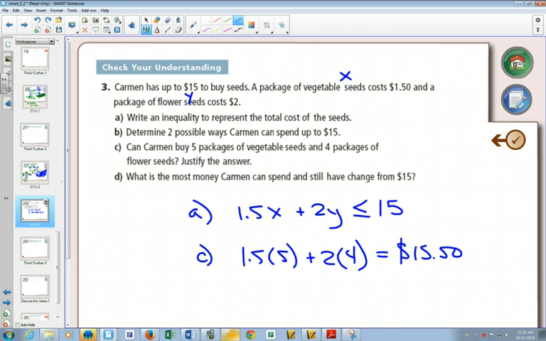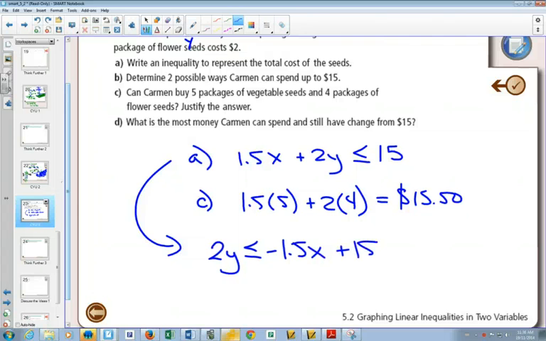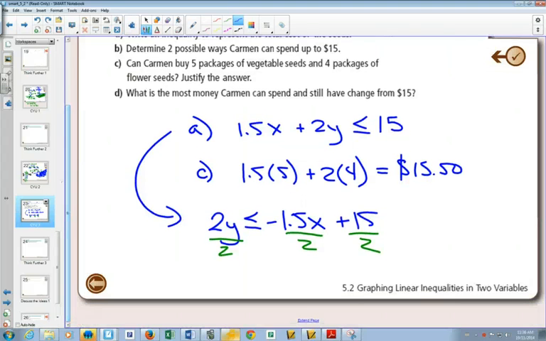Well, to really help us see this, it's going to be nice to draw a graph. Now I'm going to change this part A. Let's change this into y equals mx plus b. Let's move the 1.5 over to the other side. Let's divide everything by 2. Do I have to flip the sign? Not this time, because I'm dividing by a positive number.